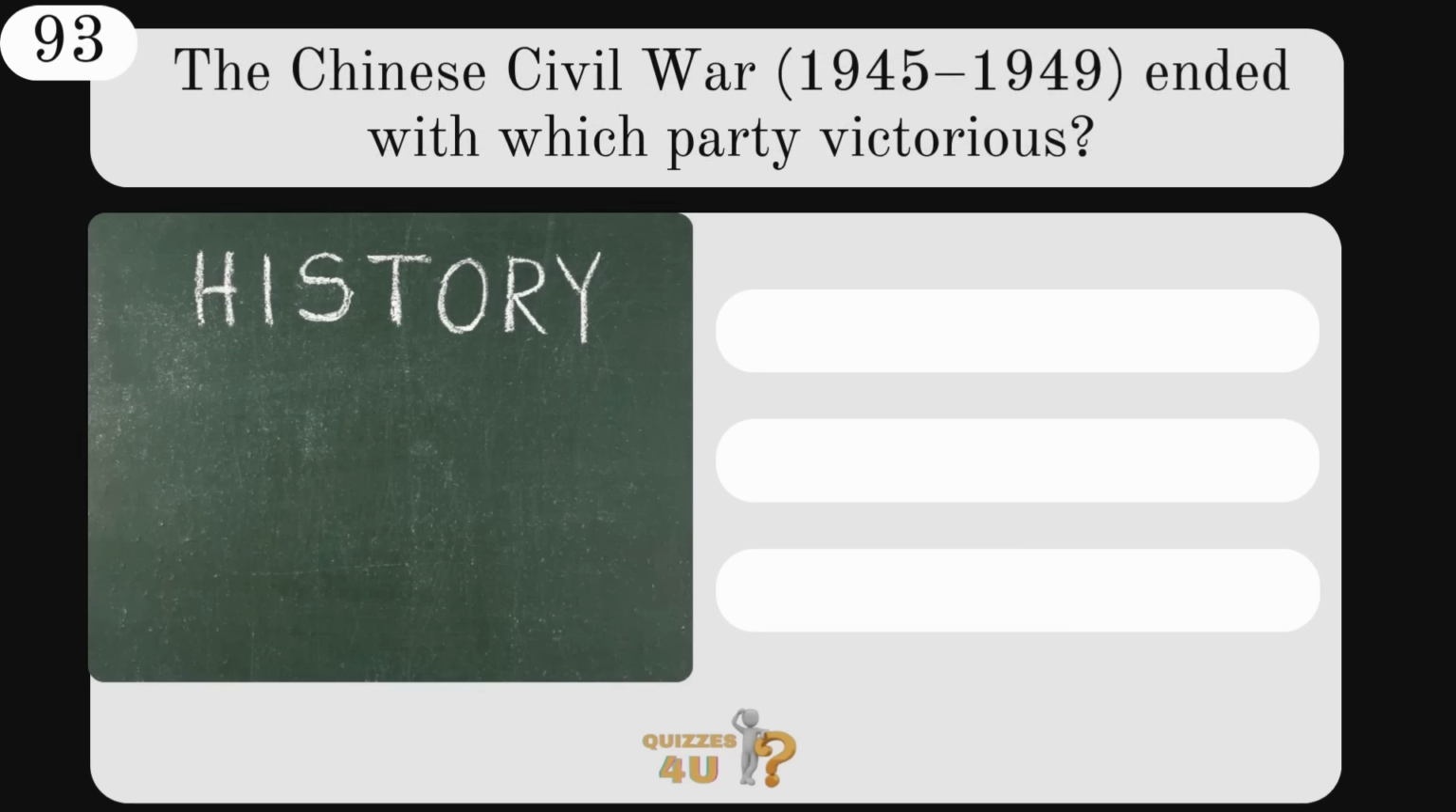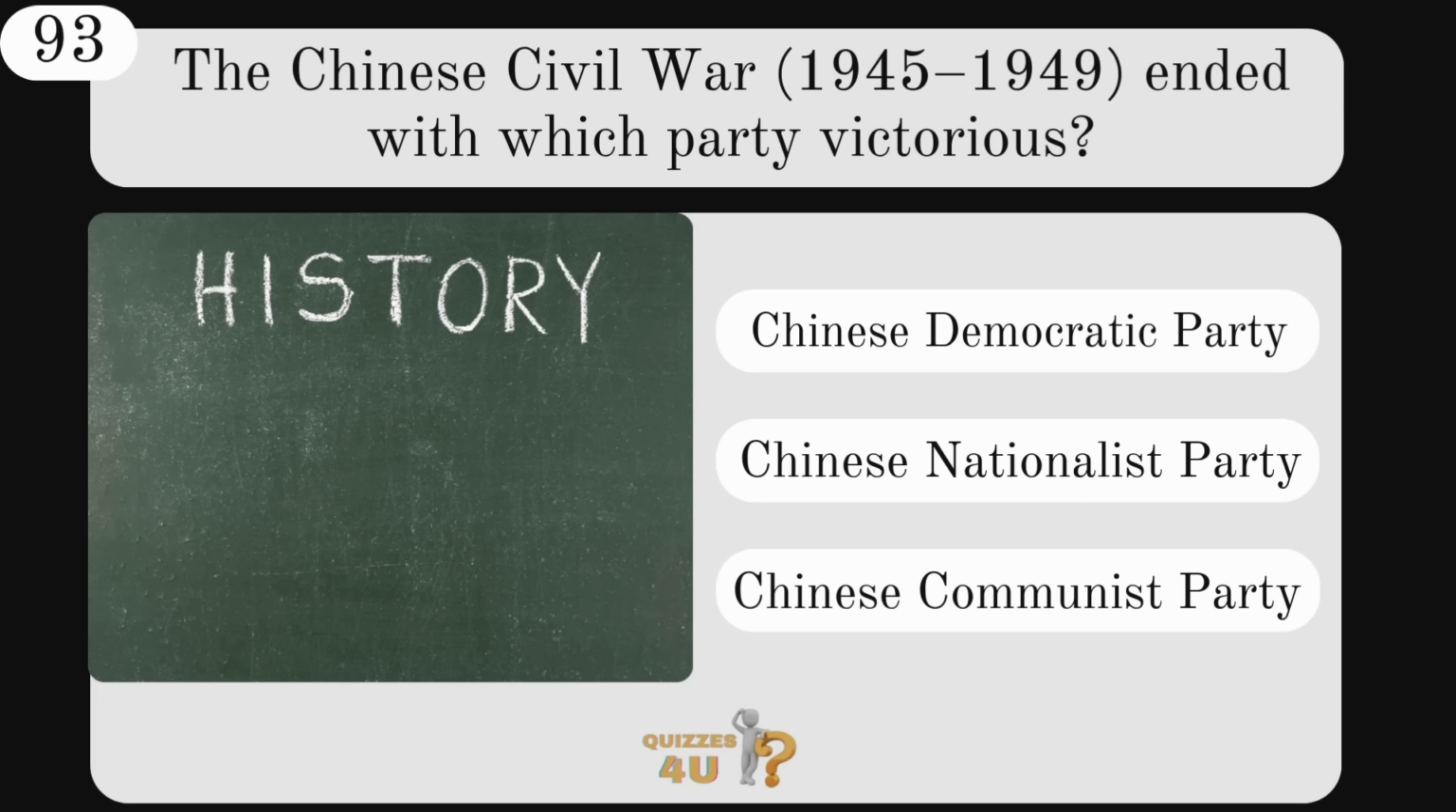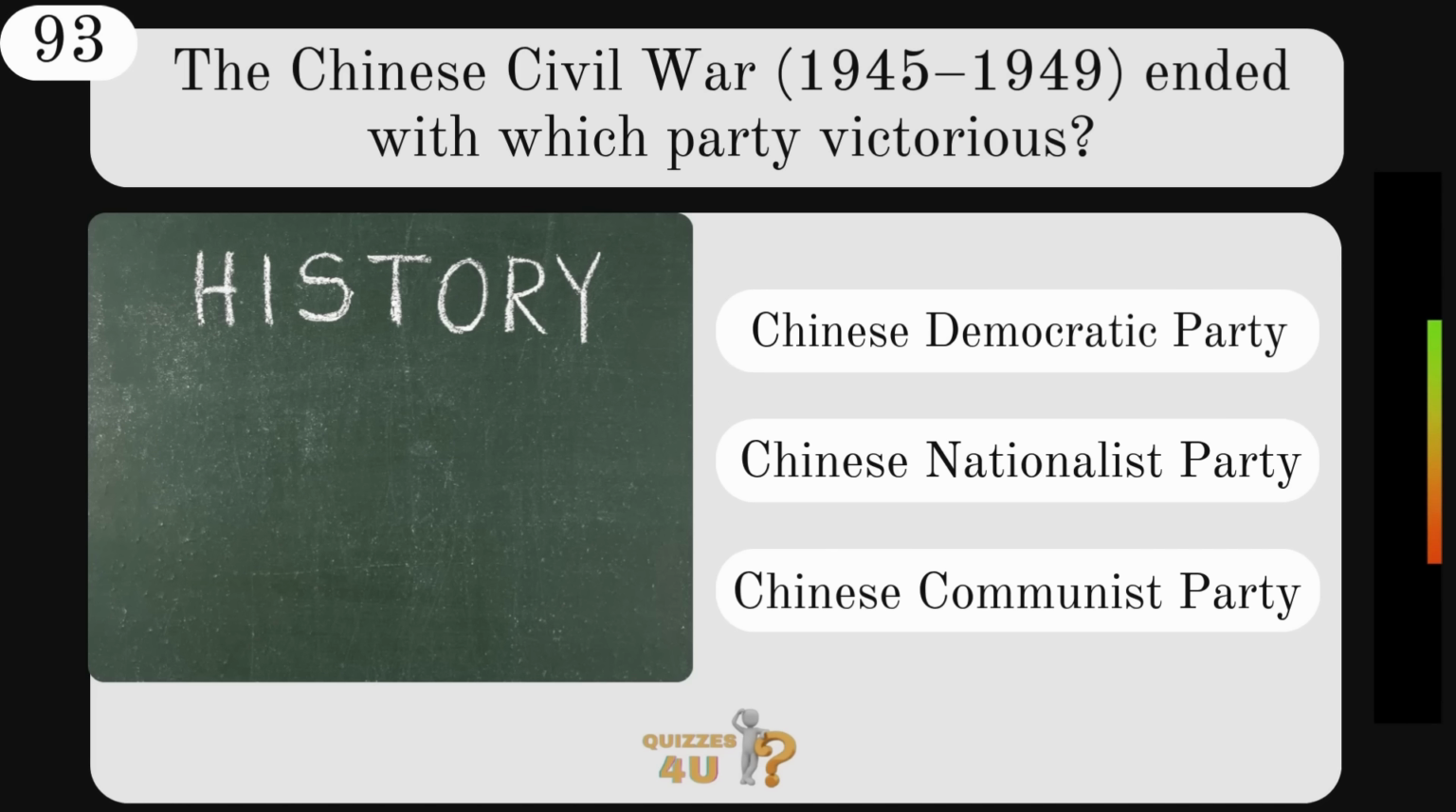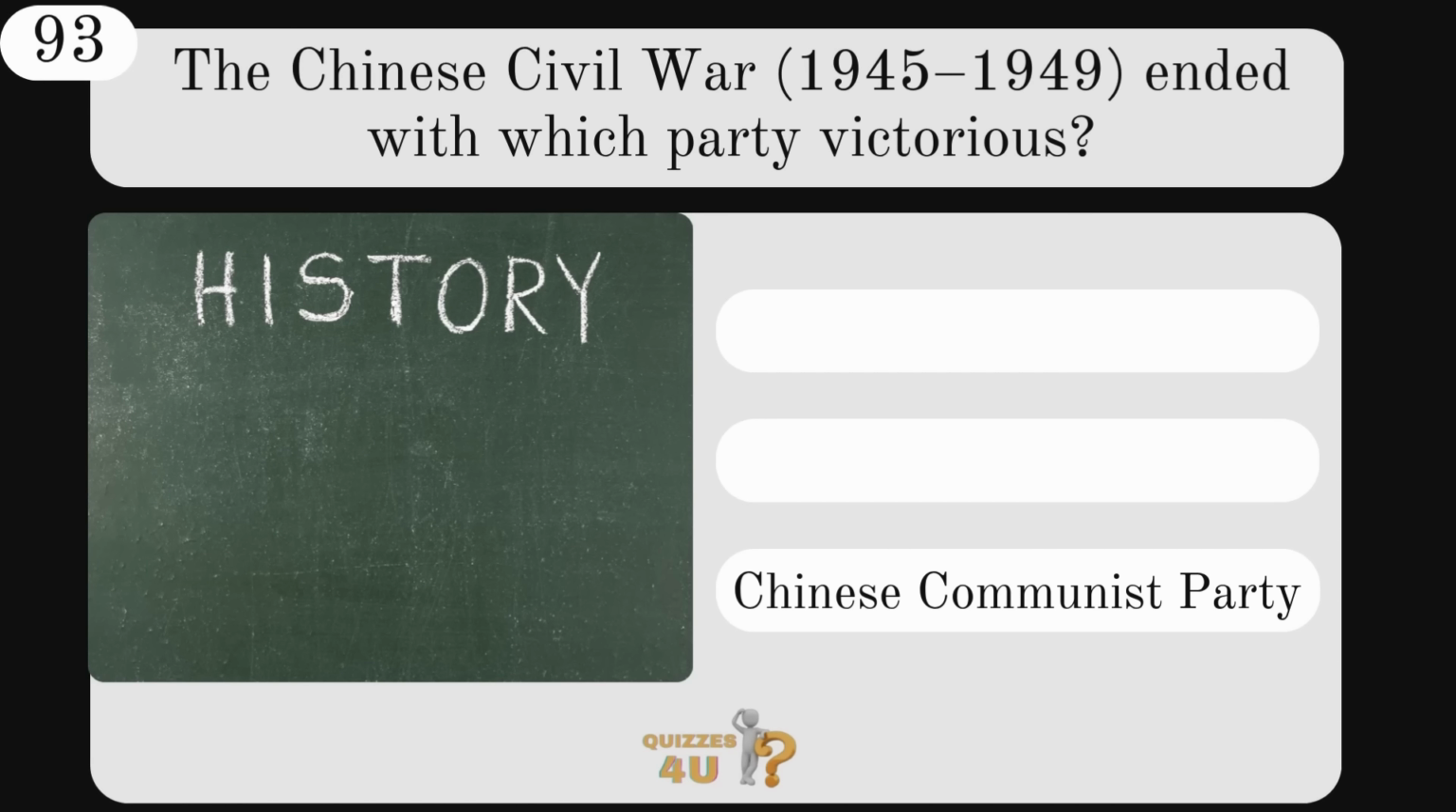The Chinese Civil War ended with which party victorious? The Chinese Democratic Party, Nationalist Party, or Communist Party? The answer: the Chinese Communist Party.